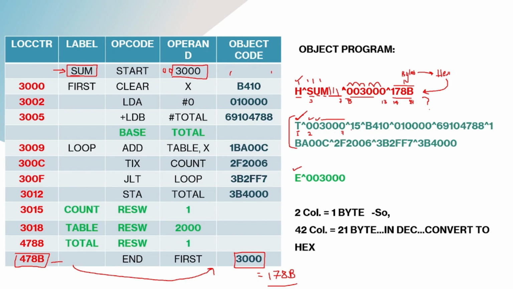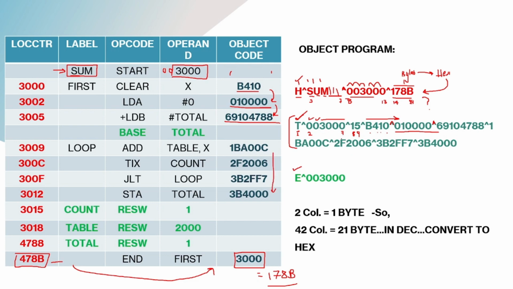And next, what is this? 15. This is nothing but the length of the object code in this record in bytes, in columns 8 and 9. We'll get to how we do this. Now you can see from here you start putting in your object code. So B410, and then a caret symbol, and the next code, 0 1 and all your zeros. Then you put a caret symbol, and then 6 9. You do that until you reach your end.